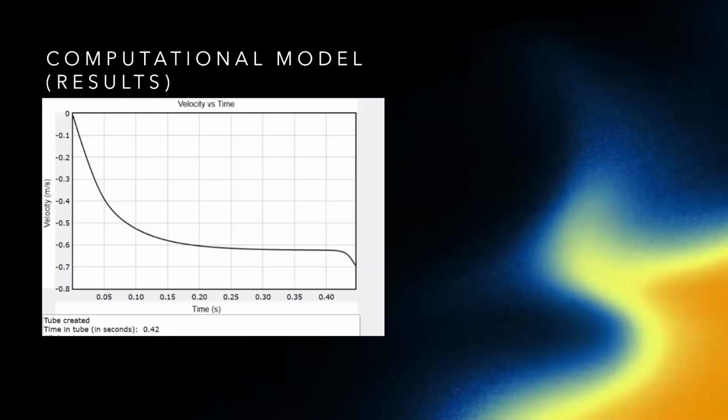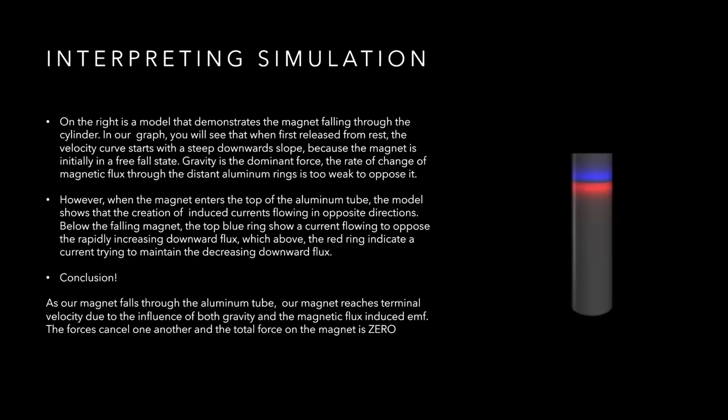We can use the Biot-Savart law to then calculate the magnetic force exerted on each ring. Then, using Newton's third law, we can find the force exerted by the ring back onto the magnet. We then sum all of these forces over the entire tube to get the net upwards magnetic braking force acting on our magnet. These are the results of our computational model as a graph.